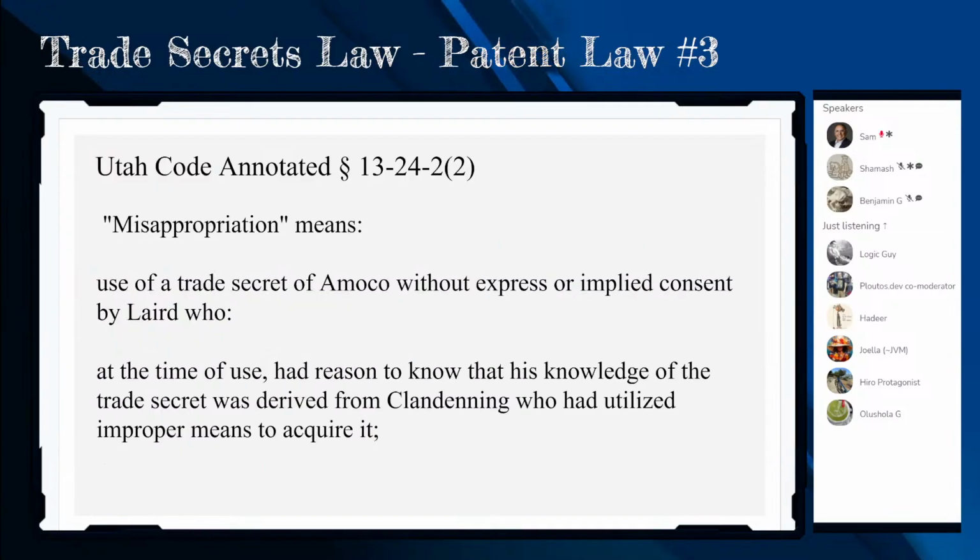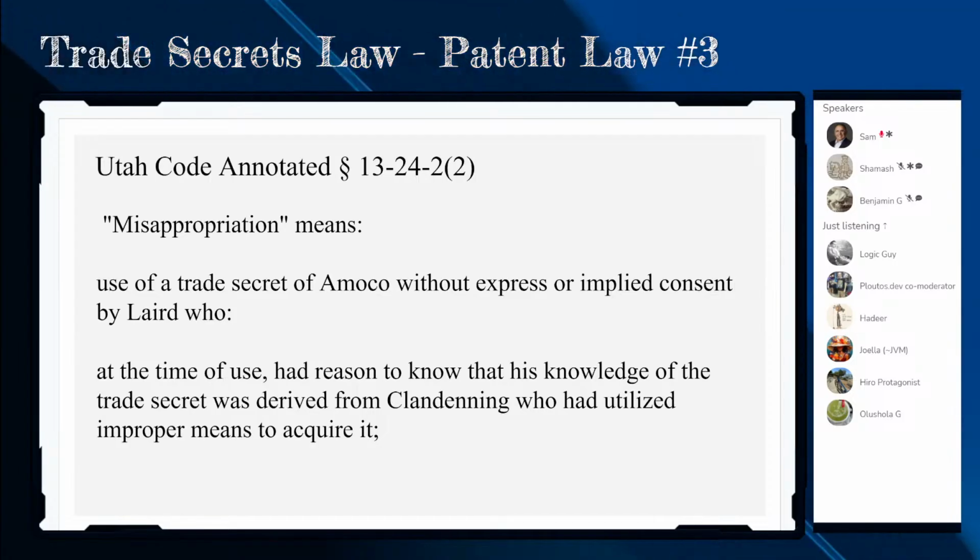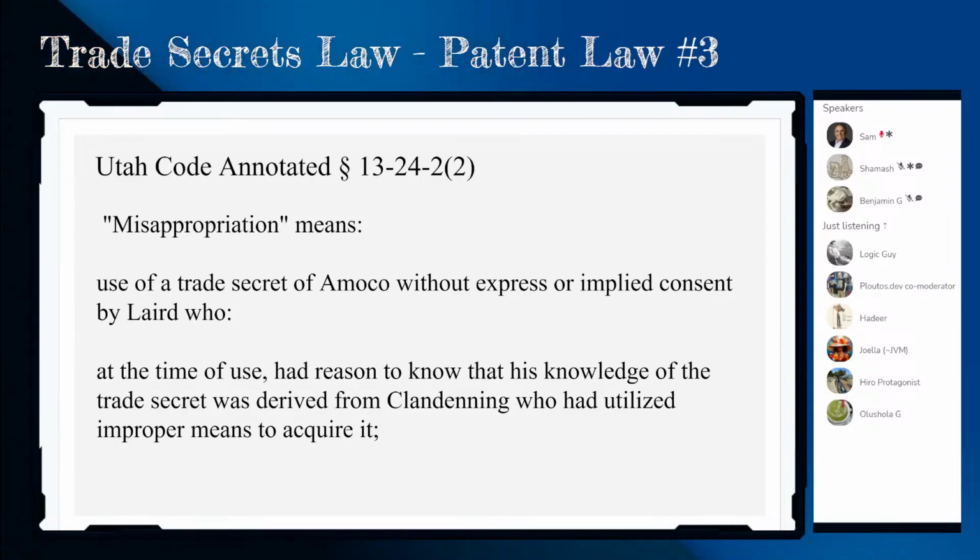We go to slide 7, and I have translated that for this case. So misappropriation is use of a trade secret of Amoco without express or implied consent by Amoco, by Laird, use of trade secret by Laird, who at the time of use had reason to know that his knowledge of the trade secret was derived from Clandening, who had utilized improper means to acquire it.